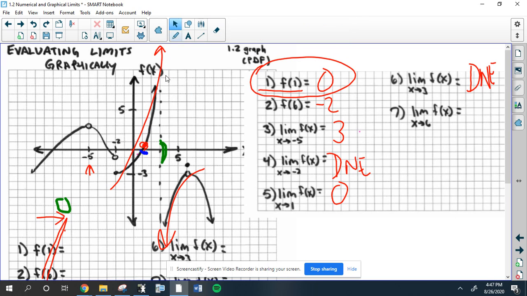And finally, number 7 is an important one because it's going to show us here the relationship between the limit and the actual value. So if you look at, we already did f of 6 was -2. Now we're going to look at what's the limit as x approaches 6.